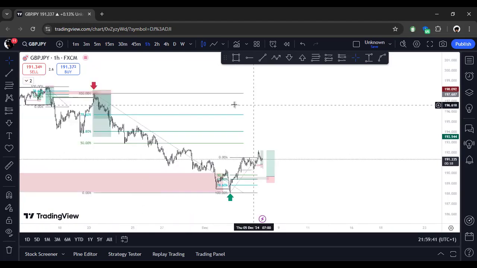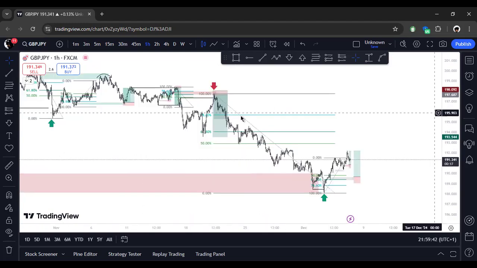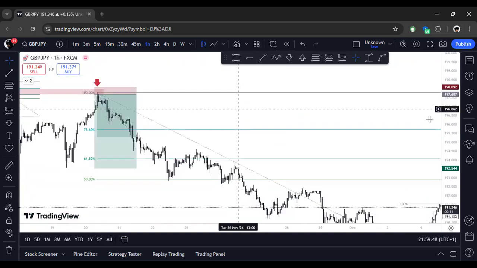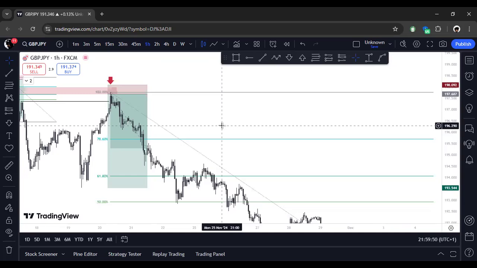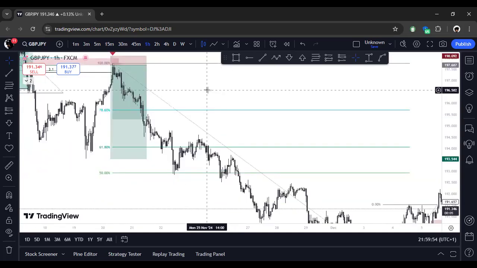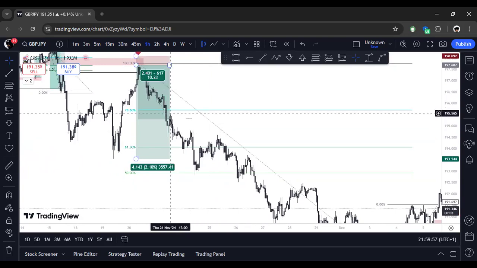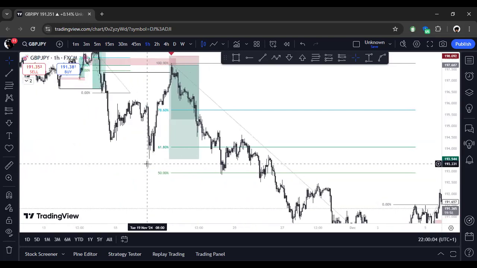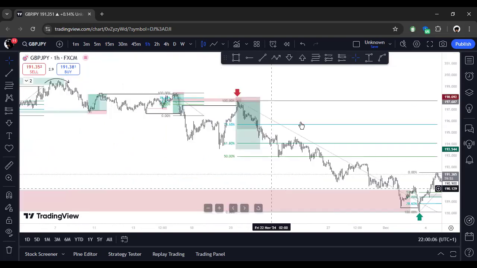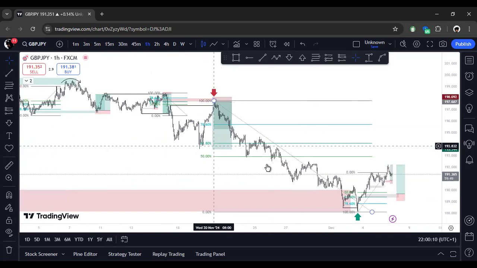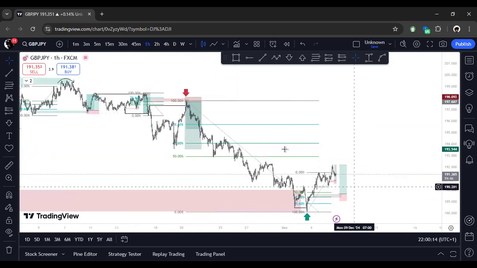Probably you can say, okay, let me look into this and find an entry. Let me see if I can find one. I can't really see any entry, but what I'm trying to say is that price can come into this premium zone and then sell back down.